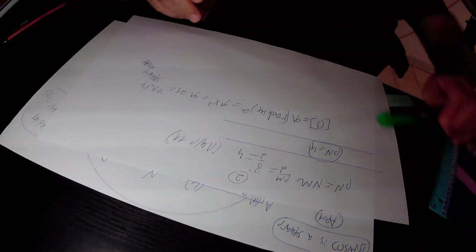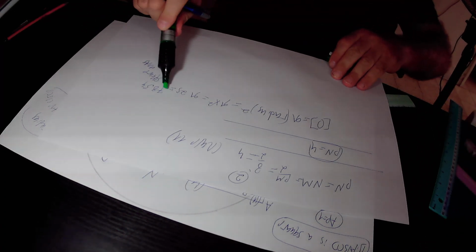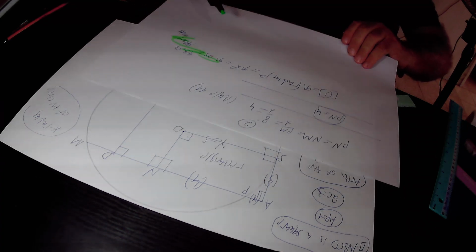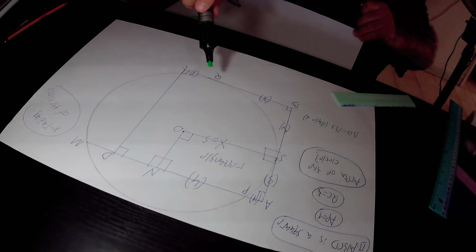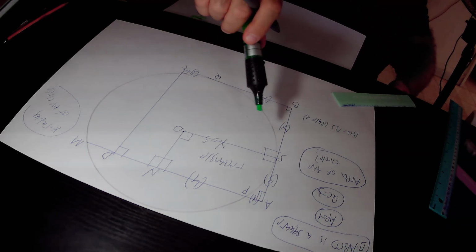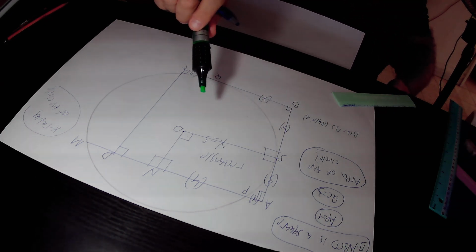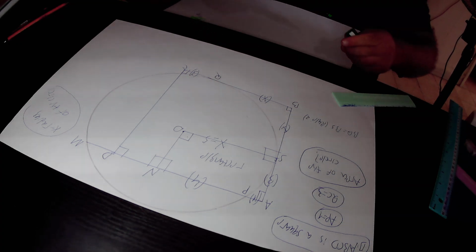So repeat again, we found that the area of this circle equals either 25 pi square units, or in terms of numbers, 78.54 square units.